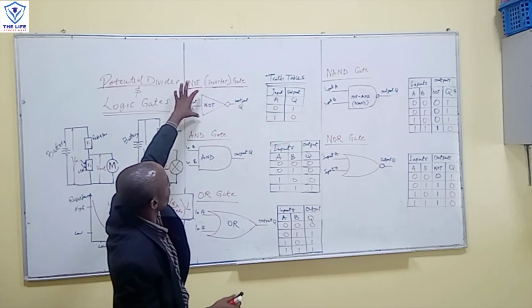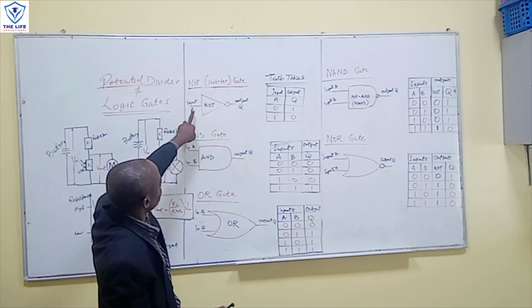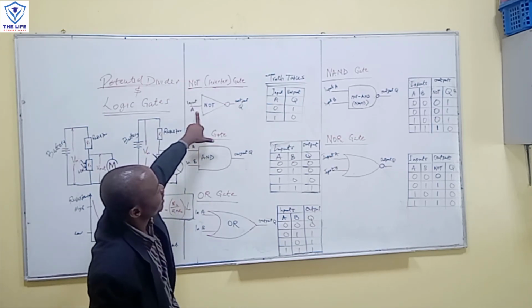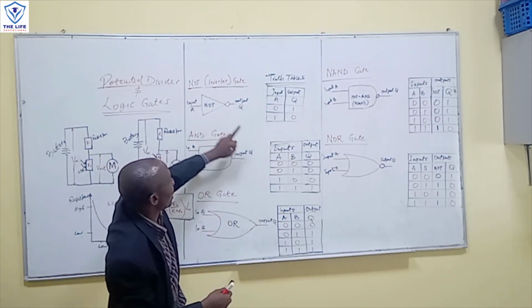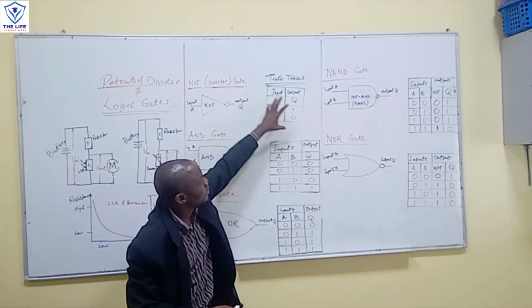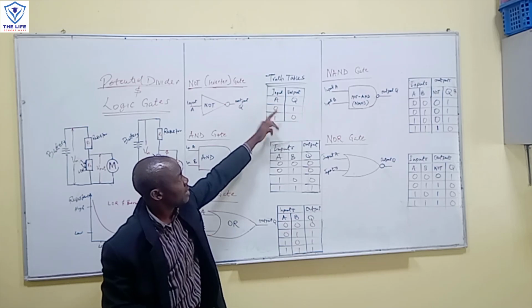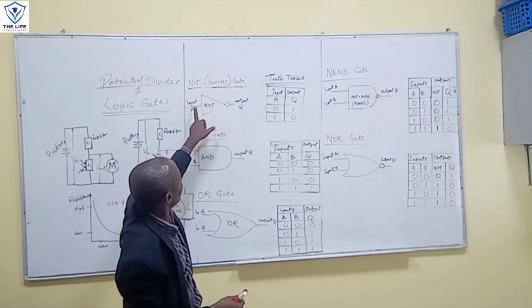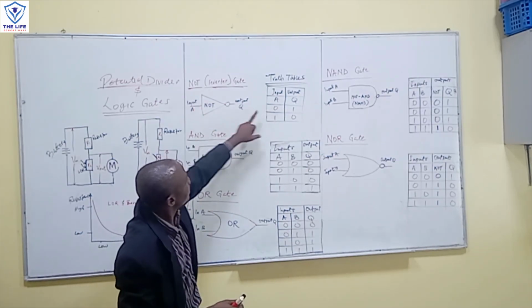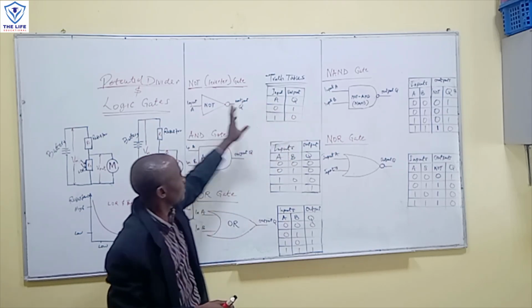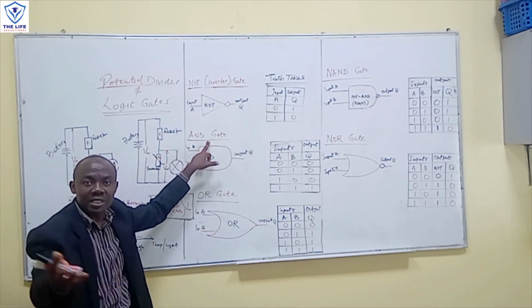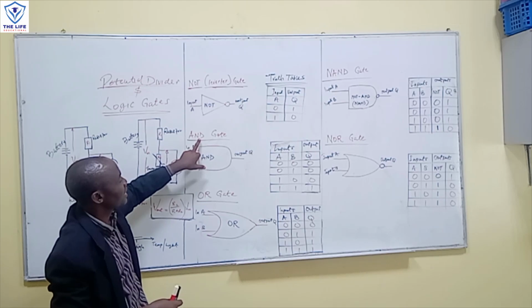So for the first one, which is the inverter, once the input is high, the output is low, and the opposite is also true. Once you have low input, the truth table also has very simple inputs. When input is high, which is 1, output is 0, and when input is low, output is 1. Very simple, straightforward. The second one is the AND gate.